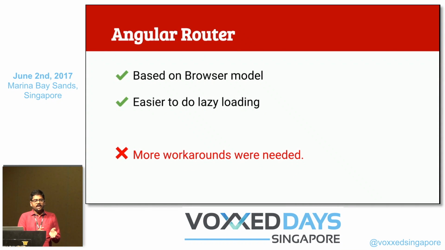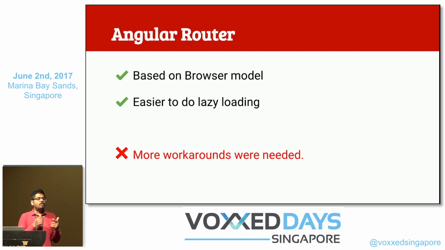A few of the things that we have tried out: we started using UI router at first. UI router doesn't have any problem, but we tried to align more towards Angular CLI. That is the main reason why we moved to Angular router. So we started with UI router, then took a decision, and moved to Angular router. Angular router is based on the browser model. It's easier to understand, and it is easier to do lazy loading. Lazy loading is very important when you're building an Angular 2 application in order to reduce your payload at the front, and it is much easier. So we moved to Angular router.